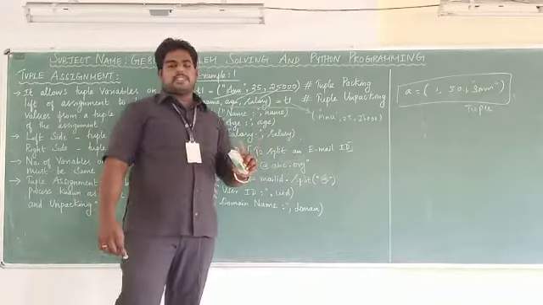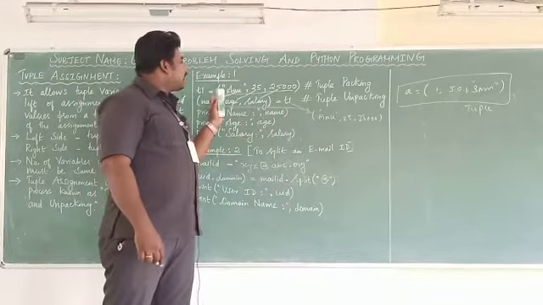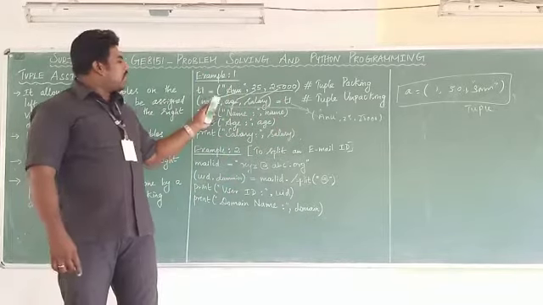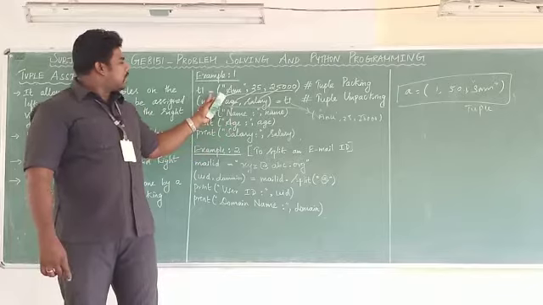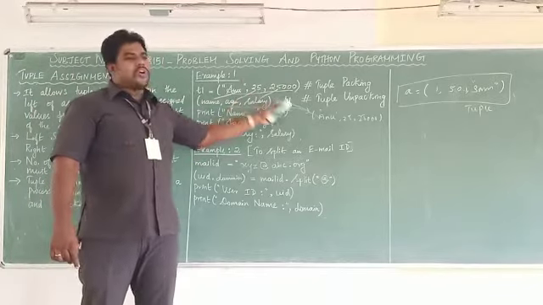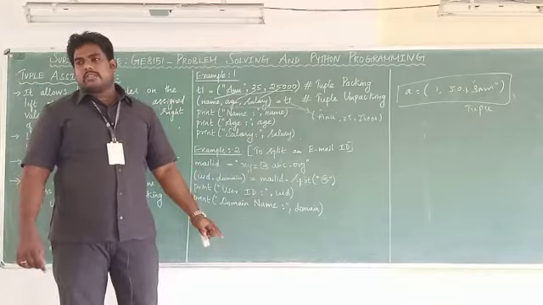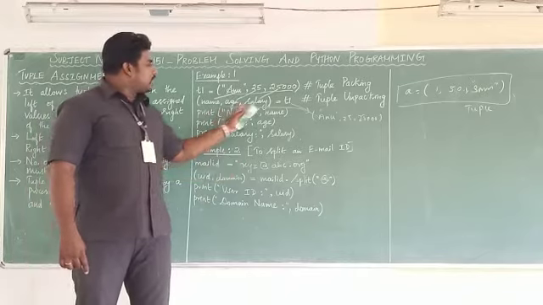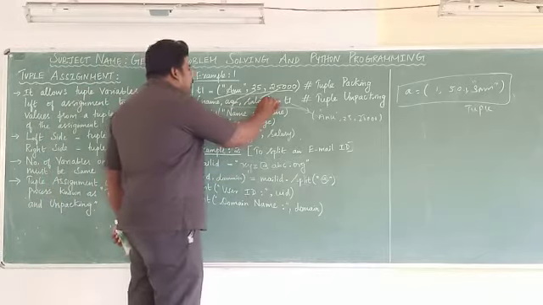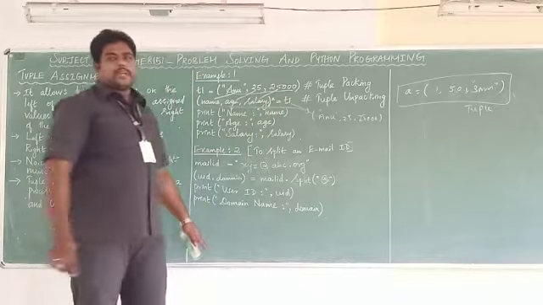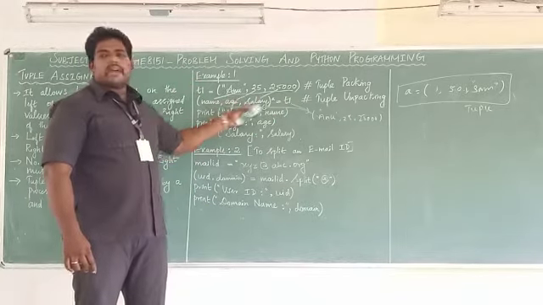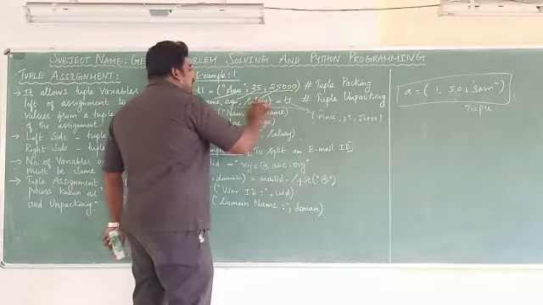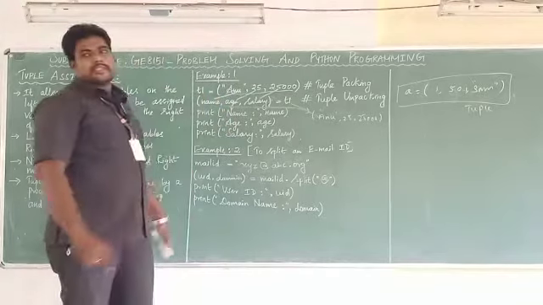Here one important condition is there. The number of variables and the number of values must be the same. If either one is increased, for example, if there are 5 values or 4 values, you will get the error: too many values to unpack. Suppose there is one more variable, for example, here I am adding one more, A. What will happen? It will show the error, too many values to unpack. So always the number of variables and the number of values must be the same.